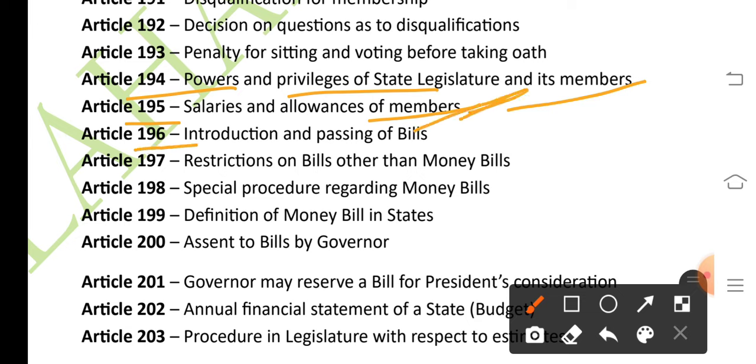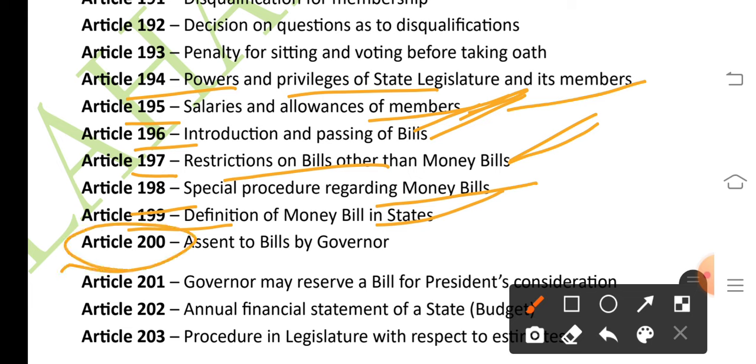196, introduction and passing of bills. 197, restrictions on bills other than money bills. 198, special procedure regarding money bills. 199, definition of money bill in the states. Article 200 is very important, assent of bills by governor.